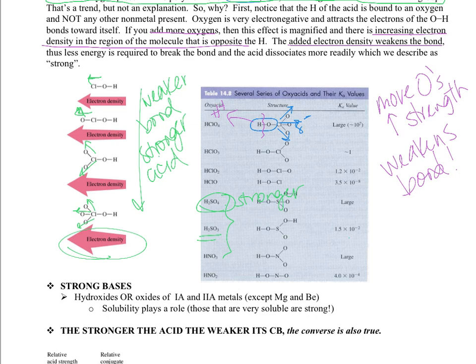Obviously with a smaller Ka value. It still has a fairly large Ka value, just much smaller, obviously, than what H2SO4 is. And then if you compare the nitric versus nitrous acid, same thing. The more oxygens, when you're comparing them together, more oxygen is going to be much stronger.